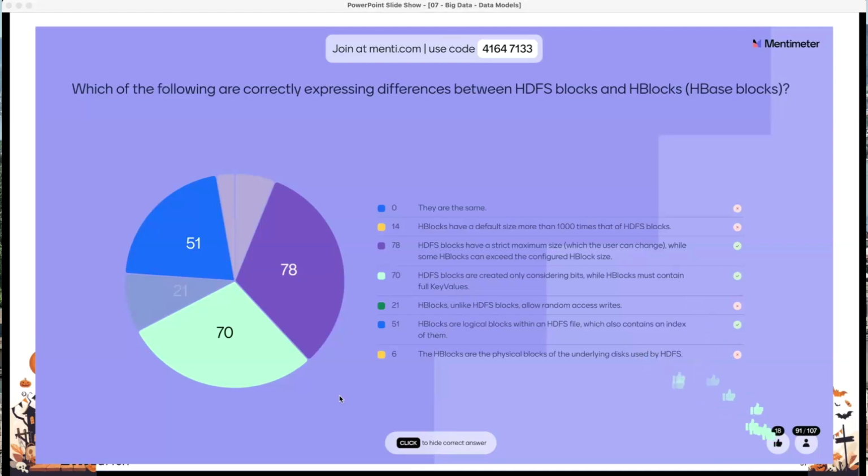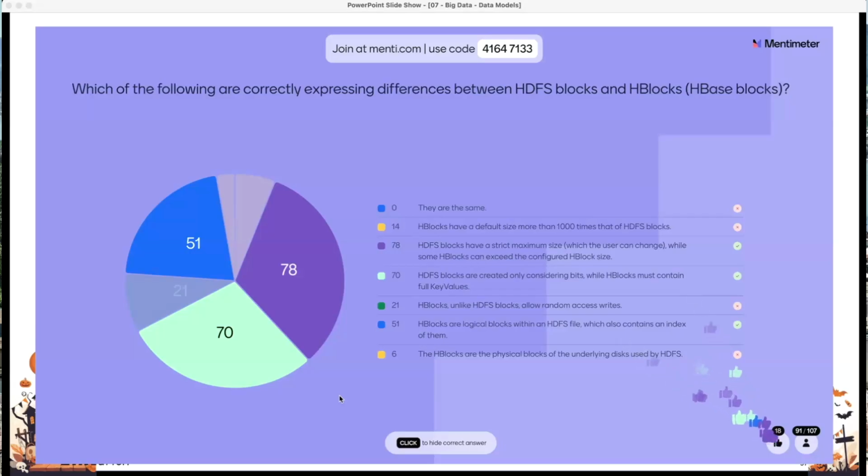The 6th one, HBase blocks are logical blocks within an HDFS file, which also contains an index of them. That is correct, right? So now when you look at an HFile, forget that it's HDFS. Forget the way it is physically stored. It's just a file like any other. A file is just a large sequence of bits logically, right? So it is a file that happens to be stored on HDFS. And in that file, on the logical layout of the file, the HFile, we put the HBase blocks, one after the other.